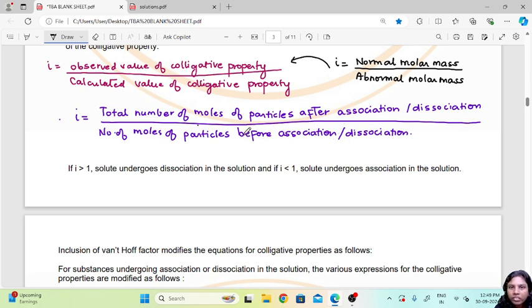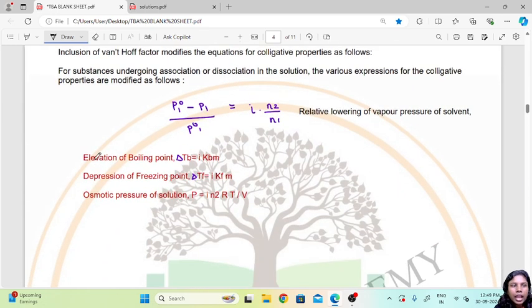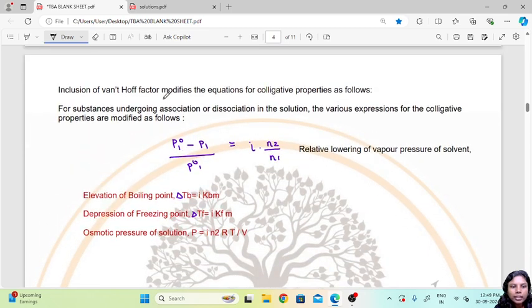Now how do we know if there is association happening or dissociation happening? If the value of i is less than 1, we can say that the solute particles are undergoing dissociation. If the value of i is greater than 1, we can say that the solute particles are undergoing association in the solution. Now, inclusion of the Van Hoff factor modifies the equation for colligative properties as follows. For substances undergoing association or dissociation in the solution, the various expressions for colligative properties are modified as follows.